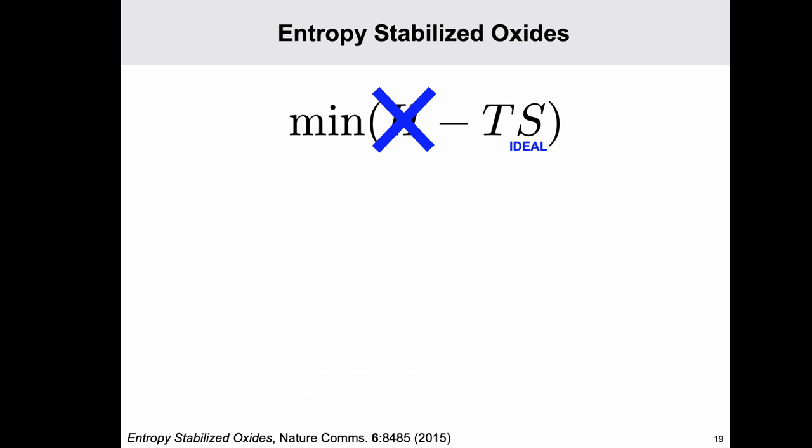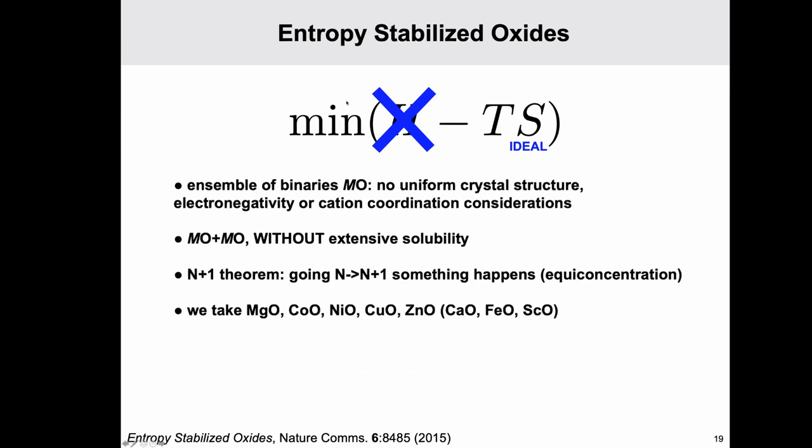If you do this analysis and instead of minimizing the Gibbs free energy, you maximize TS, you understand that eventually, because of the threshold, you see H going down and TS going up, there will be a cutoff below which nothing is going to form, and above which something is going to form. So what do we take? We take a bunch of oxides. At the beginning, we took these five. Later in the research, we added calcium oxide, iron oxide, and scandium oxide.